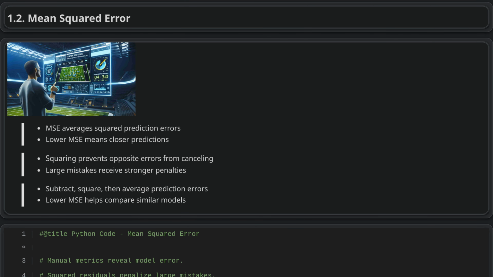Mean squared error. Mean squared error measures how close a regression model's predictions are to the actual values. It squares each prediction error and averages the results into one overall score. A lower mean squared error means the model's predictions are closer to the truth, while a higher value means the model is making larger mistakes.